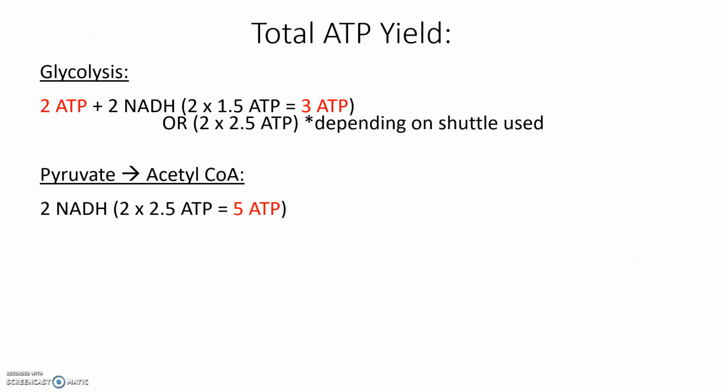So far, again, we have what can be considered the 5 ATP from glycolysis. And now in the pyruvate step, we have 2 more molecules of NADH produced. 2 molecules times the approximate 2.5 molecules of ATP gives us a total of 5 in this step. So far we are at 10.